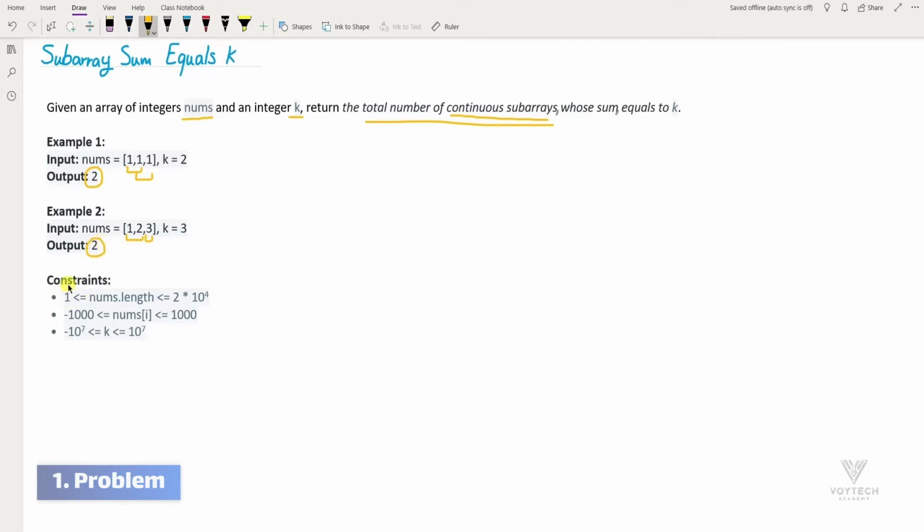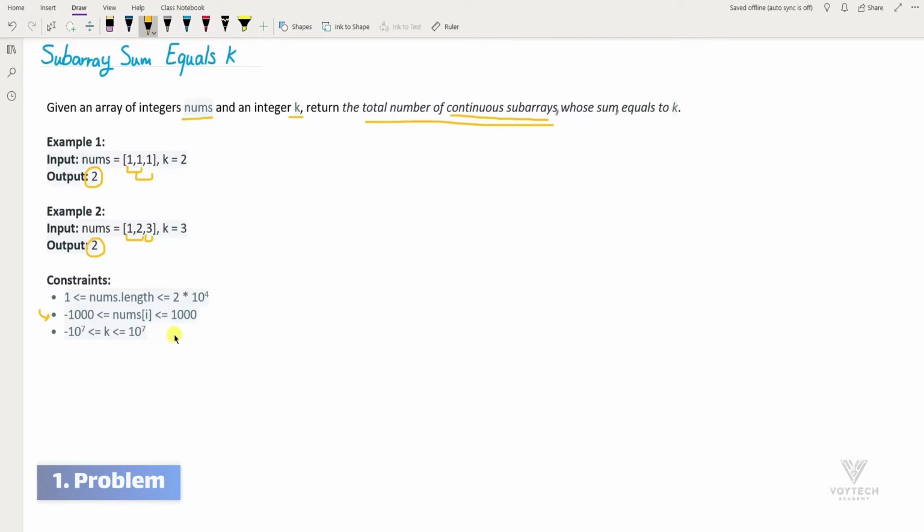It also gave us several constraints about the variables. For example, the length of nums is from 1 to 2 times 10 to the power of 4, and each element of the nums array could be from minus 1000 to 1000. This is important because it means that the elements of the nums array could also be negative. And k is from minus 10 to the power of 7 to 10 to the power of 7.